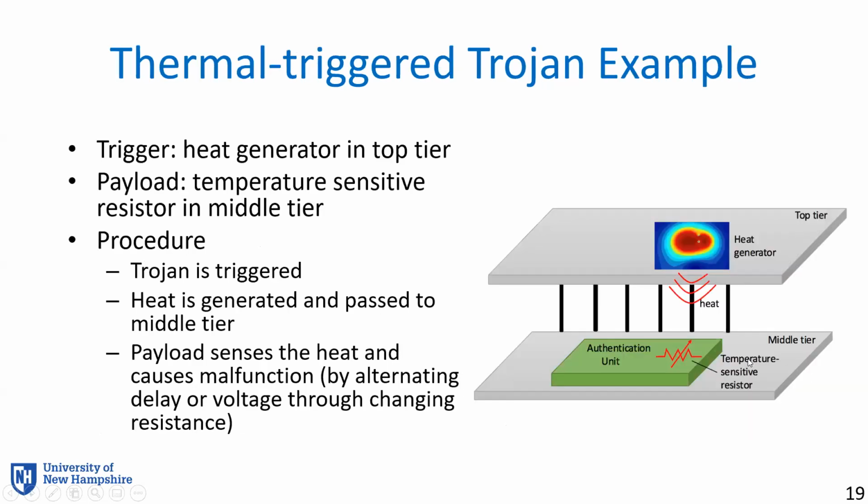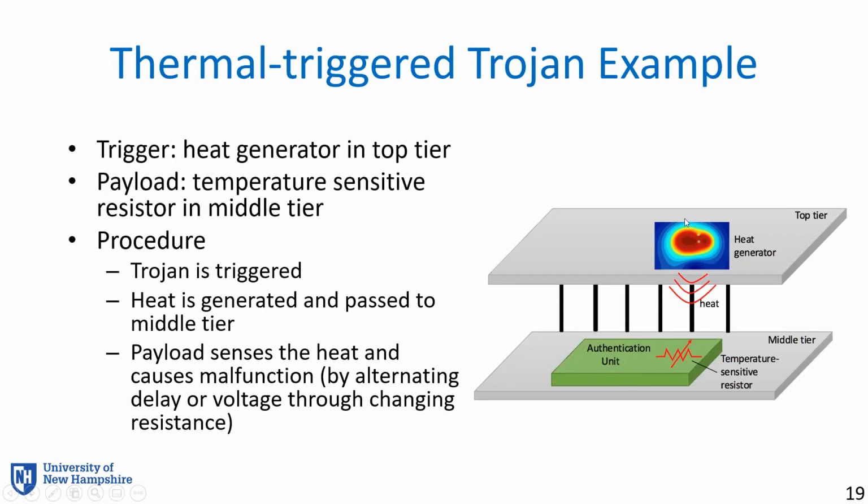The slide shows one example of a thermal triggered 3D Trojan for case 1. The Trojan trigger is a heat generator on the top tier. The Trojan payload is on the bottom. In the second tier, or middle tier right here, we have the authentication unit, which is usually well protected with other security primitives we designed for 2D.